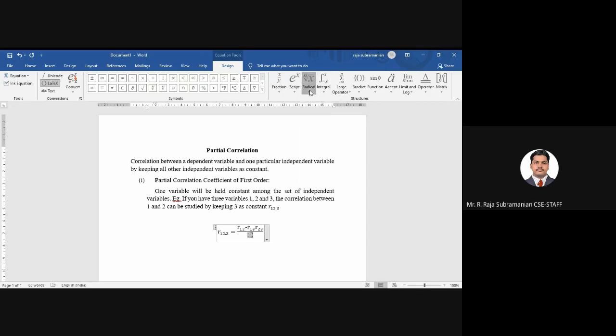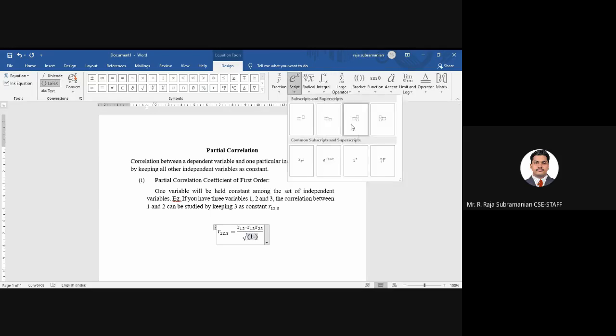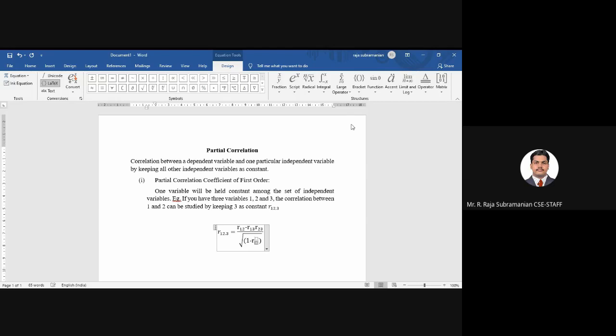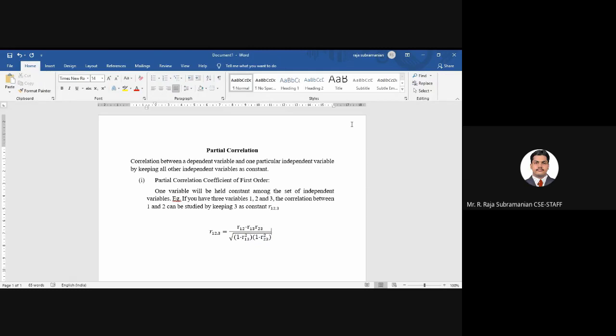So this is the formula for r12.3. That is r12 minus r13 r23 whole divided by the square root of 1 minus r13 squared into 1 minus r23 squared. So this is the formula.